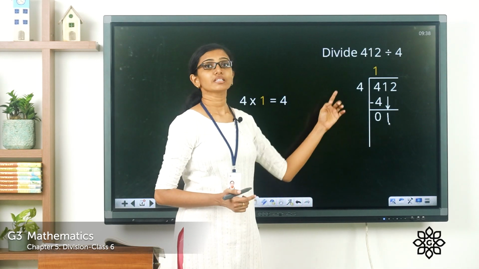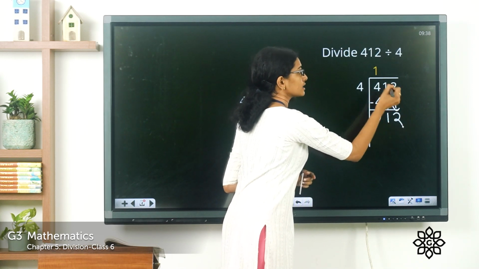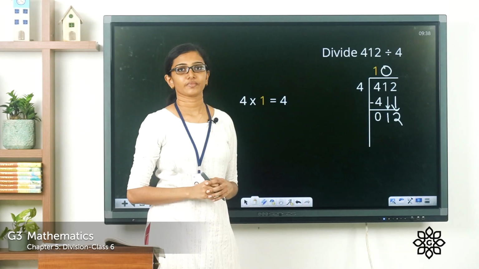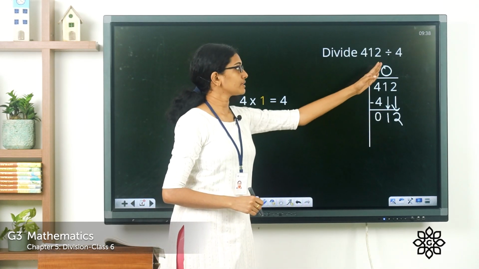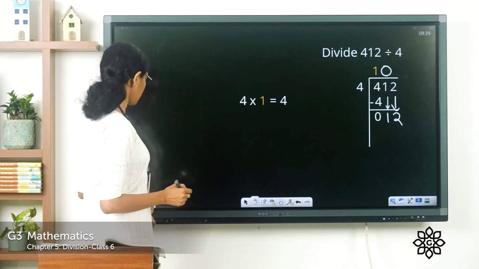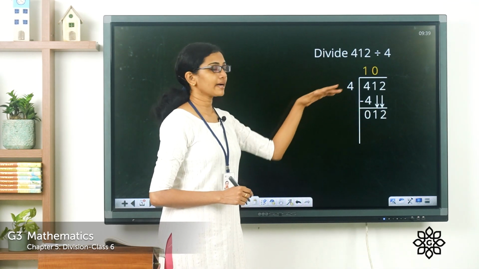So what do we do? We bring down the next digit as well, which is this 2, and simultaneously we put a 0 in the quotient. Clear? We brought down the next digit as well, and at the same time we put a 0 in the quotient. So right now we have 12 here. Now we can divide this 12 by this 4.